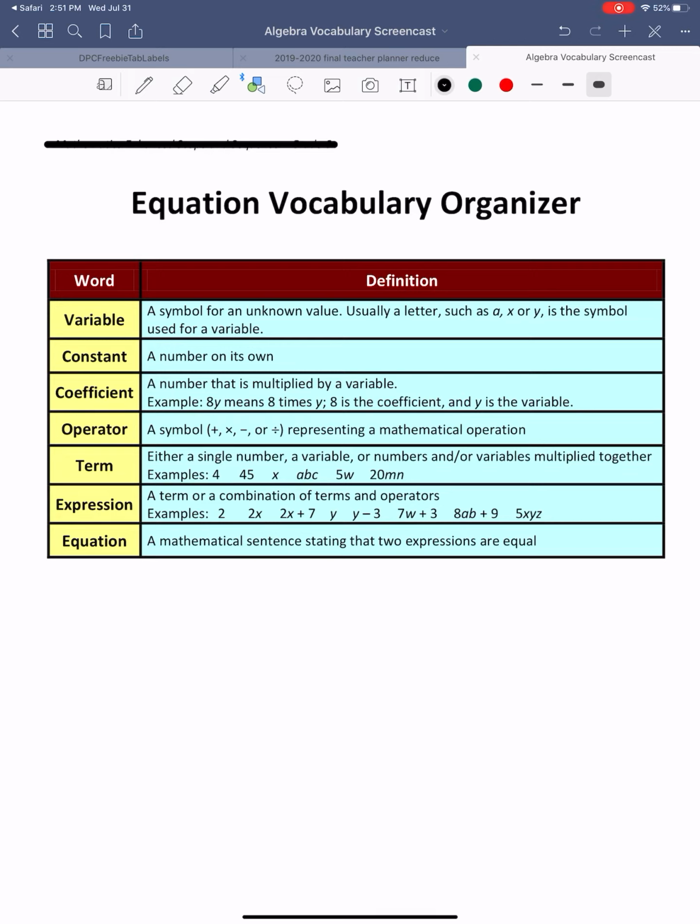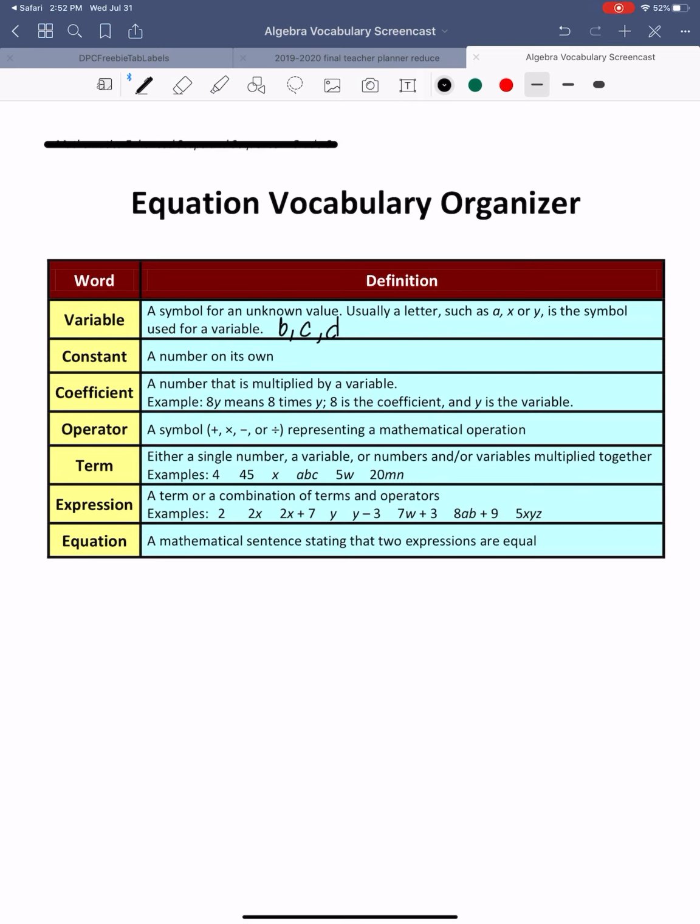So you see A, X, and Y here. You can choose B, C, D, any letter that you like, okay? Then our next word is constant. This is a number that is going to be by itself. We have coefficient. This is a number that is multiplied by a variable. When you see it, you'll see the number right beside the variable. When they're together, it means you need to multiply them. So 8 would be the coefficient, and then Y would be the variable because it represents an unknown number.